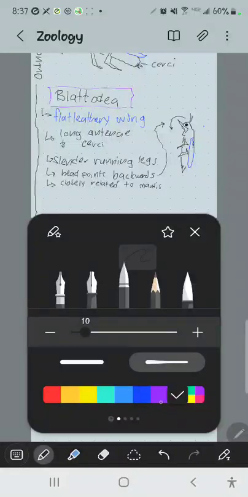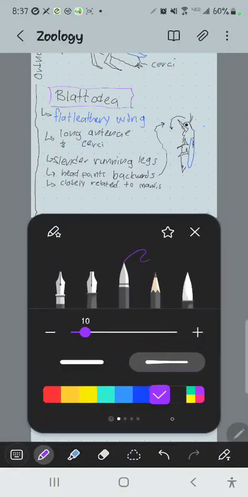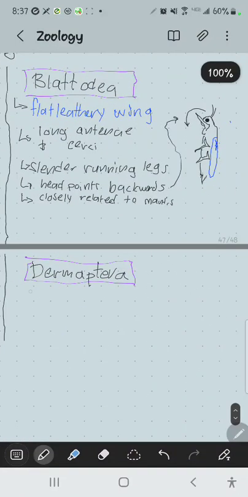The name Dermaptera means skin, no wing. They have a wing, but it's just really short, kind of abrupt, and kind of fleshy. So the derm refers to the leathery aspect of it.